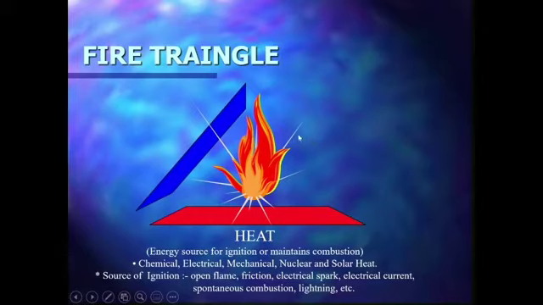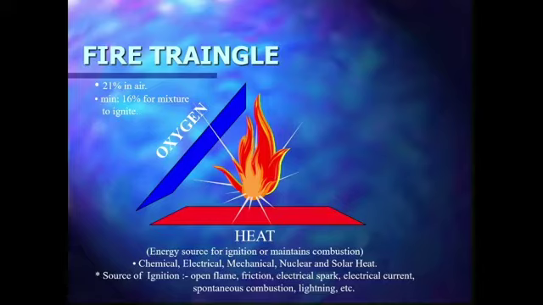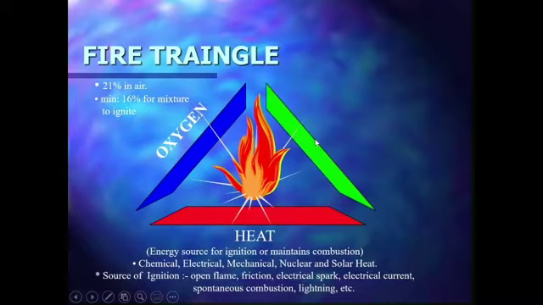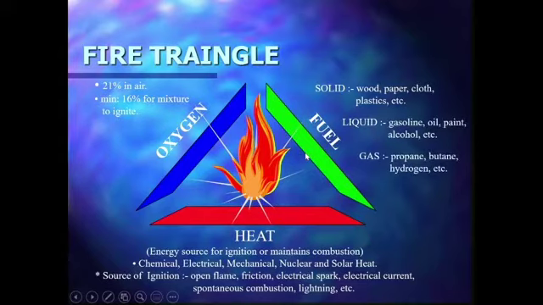The second part of the fire triangle is the oxygen. Well, everybody knows that we have 21% oxygen in air, and it only takes a minimum of 16% of mixtures to ignite, depending on the substance of the combination. Thirdly is the fuel: solid, liquid, and gaseous. Most of the fuel will change its states from solid to basically gas.